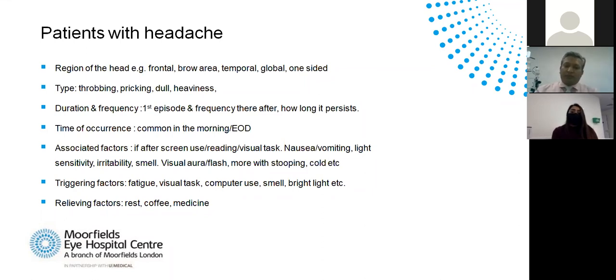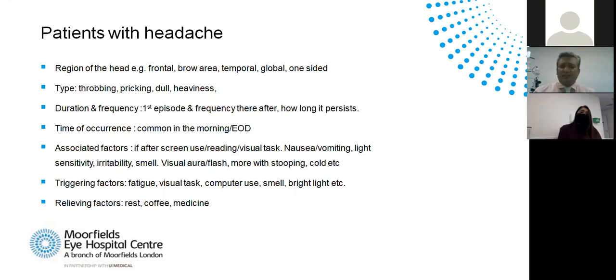And someone may feel that if they bend down, the headache increases, which is more common with sinus issues. So this history will give us a very clear indication of what the next approach should be. Then there are triggering factors, like fatigue, as I mentioned earlier, or a particular smell, or bright light. Usually this particular smell or bright light can be seen in a migraine patient.